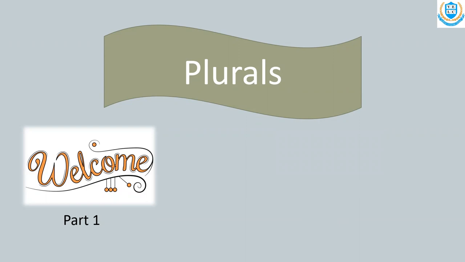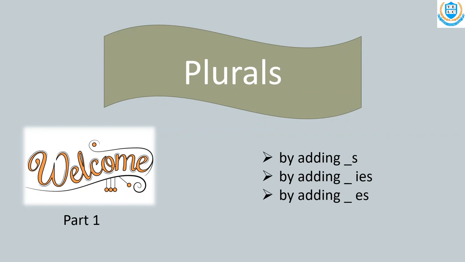In part one, we are going to learn plural nouns by adding s, by adding ies, by adding es, and the last one is by adding ves. So let's go here.